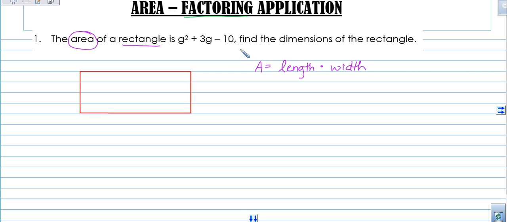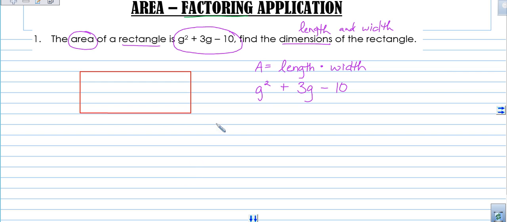Okay, and in this question, it's telling us that the area is this. So it gives us this trinomial expression, and it wants us to find the dimensions. Well, the dimensions means the length and the width. So it wants us to find the two things that we multiply together to form this trinomial.